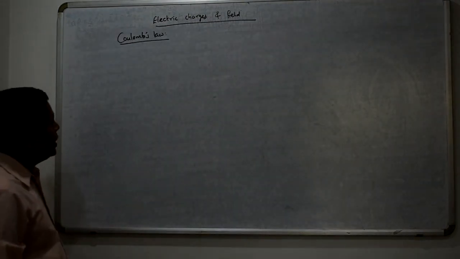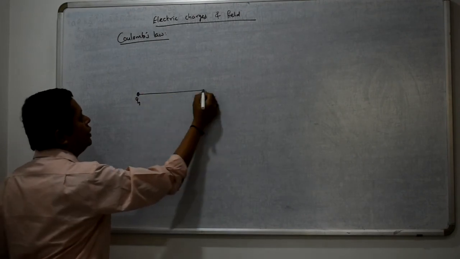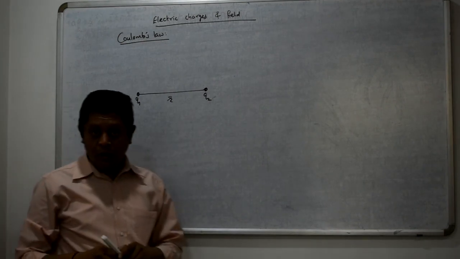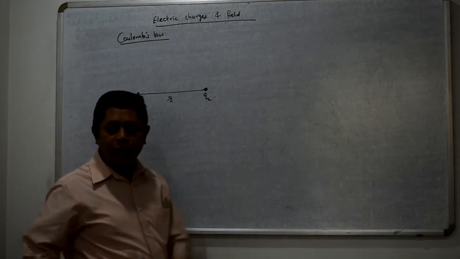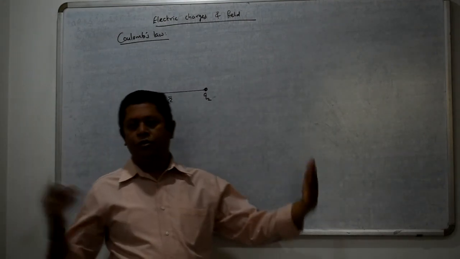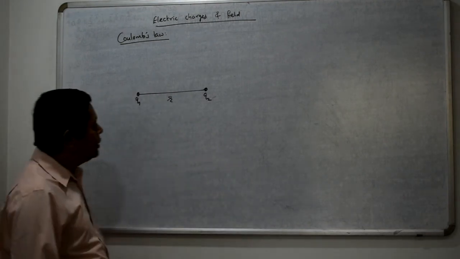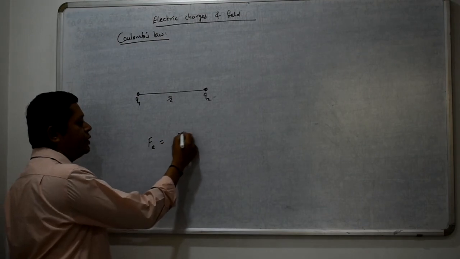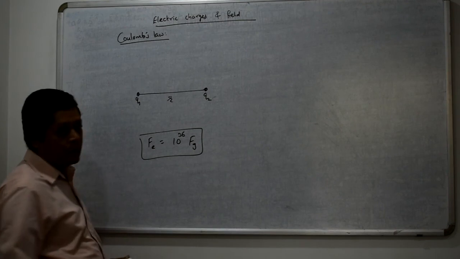Again, if we see about this force, charges Q1 and Q2 are separated by a certain distance R. The force acts along the line joining the centers of the two charges, and it is repulsive or attractive. It is a long range force, and it is stronger than the gravitational force. The electric force is around 10 raised to 36 times stronger compared to the gravitational force.